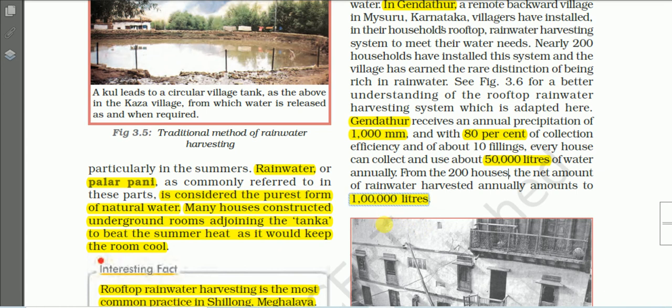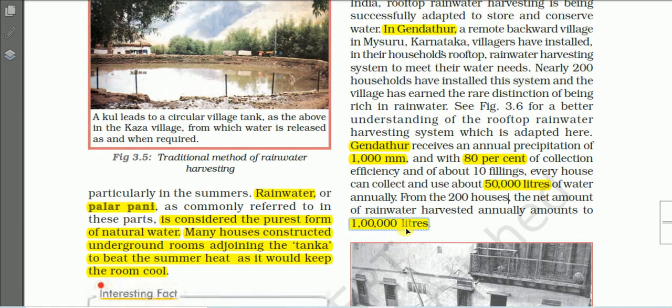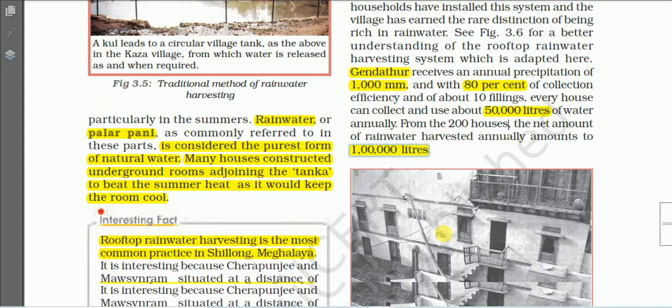So in this way, in Gandathur village of Mysuru in Karnataka, rainwater harvesting is practiced successfully and has earned a distinct reputation. Okay.